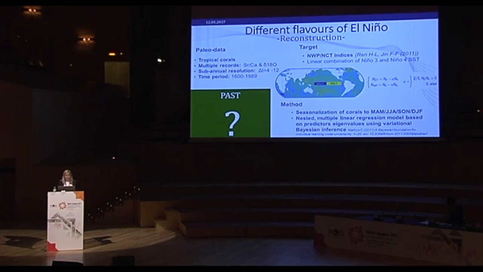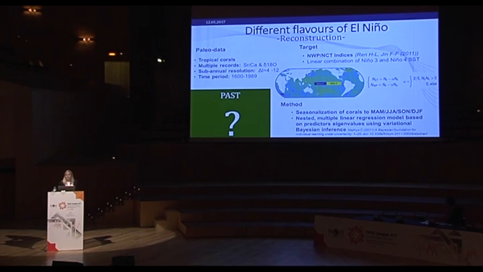As you might have noticed already, this is the OS2K network of annually dated strontium, calcium, and delta 18O records. But in contrast to those annual linear reconstructions, we use it on a sub-seasonal or sub-annual scale. First of all, we have to seasonalize our data. Our coral data is seasonalized to March, April, May, September, October, November, DJF, and JJA means, and we use a nested multiple regression approach to do that.